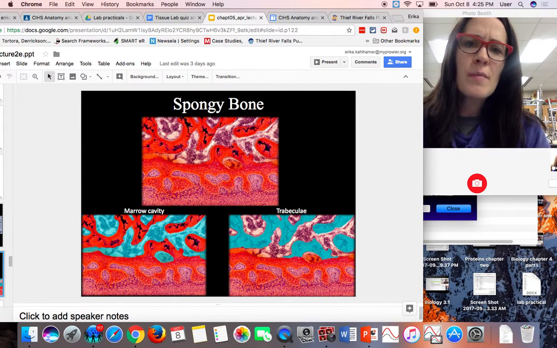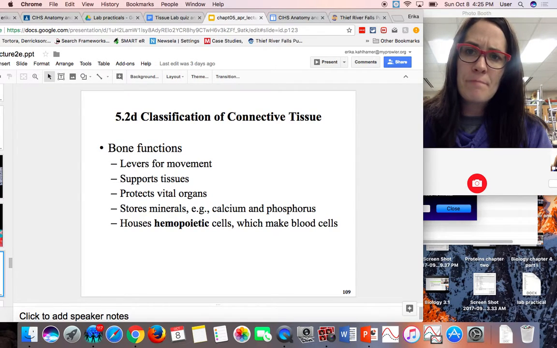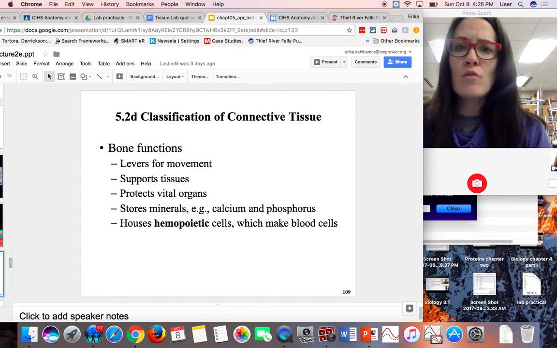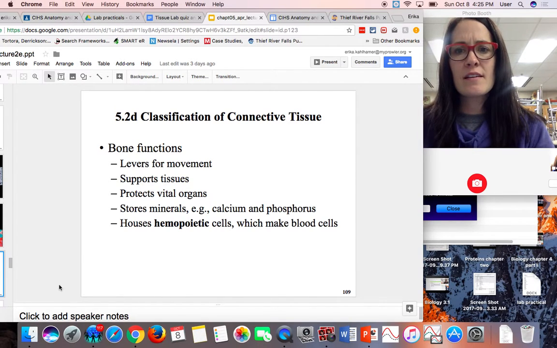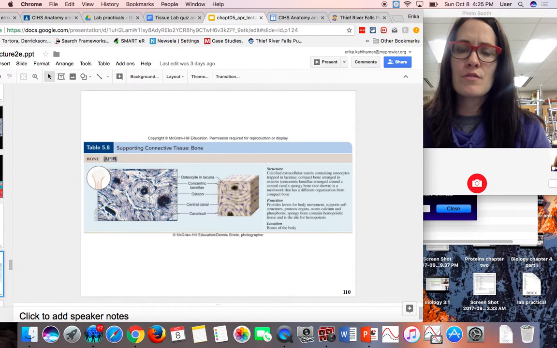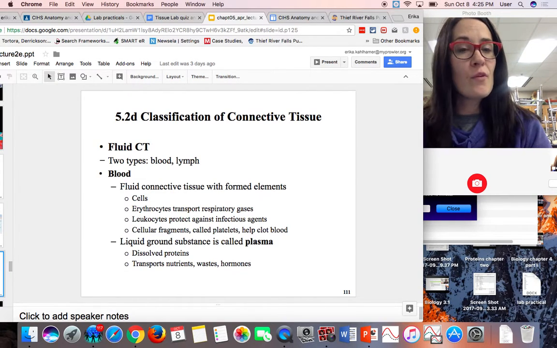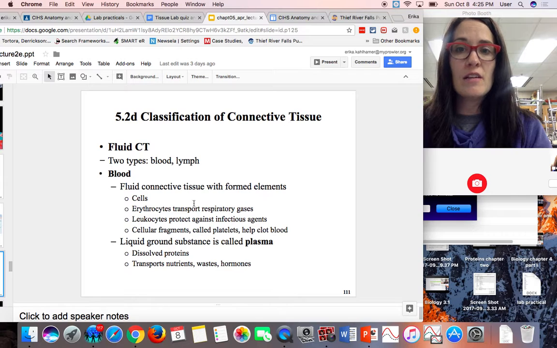So there is another type of bone called spongy bone, but we did not look at that in the tissue slide. So why do we have bones? For movement, to support the tissues, and protect organs. And again, that's the main thing we need to focus on for the tissues. We have two different types of fluid connective tissue, blood and lymph. We'll focus on blood here.